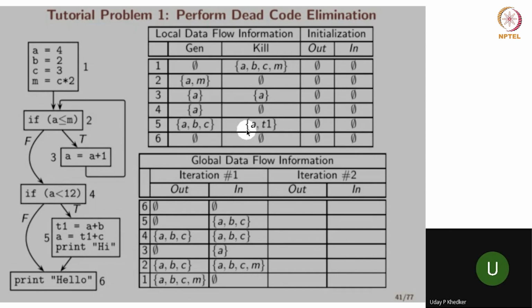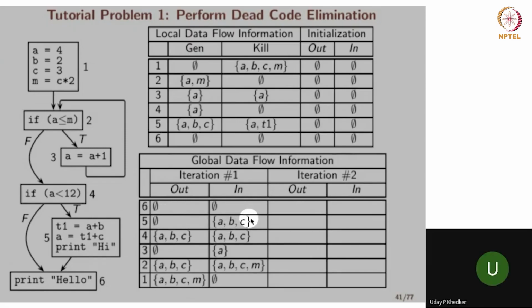Okay. So I hope that all of you have got these values. I would not like to explain the computation of these values. You can work them out later if you have not been able to. I have one doubt. In the fifth block, the formula for in of 5 would be out minus kill for the fifth block, but the out is empty and the kill is A, T1. Okay, it's a set minus. So we also have gen, right? Yes, the union with gen. Okay, it's clear now.